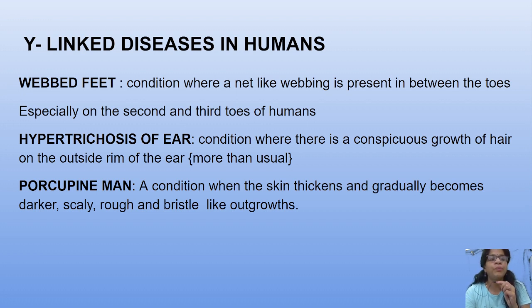Okay. And porcupine man. Porcupine man is where the bristles of the hair are so strong, it grows very rough and scaly, and the skin of the males especially gets thickened and gradually becomes darker. It is one important character that they generally obtain from the father only. So the porcupine condition is caused by genes that are passed on to the son from the father.